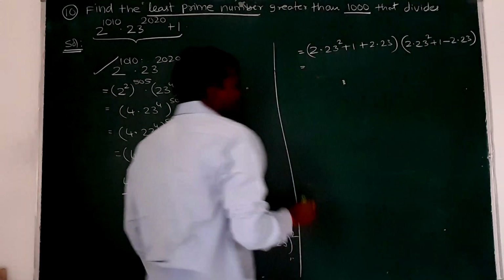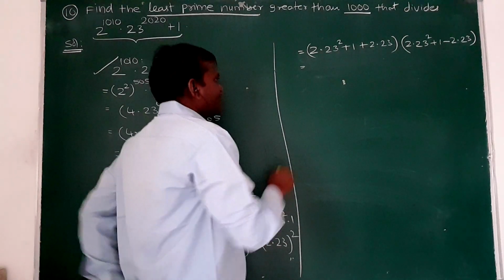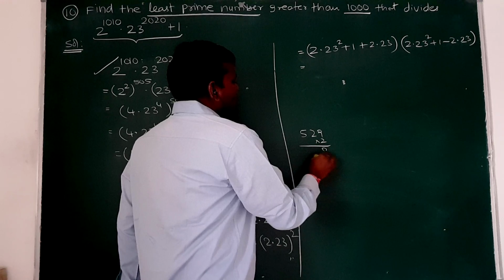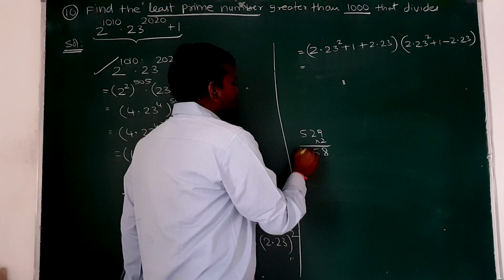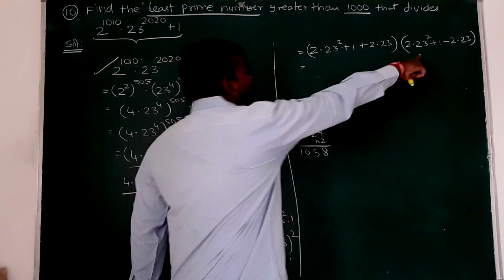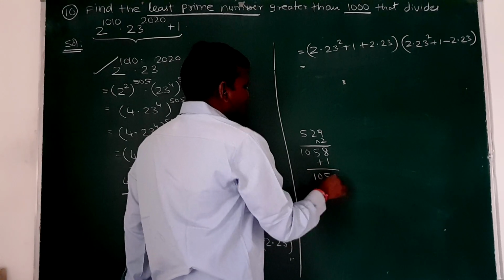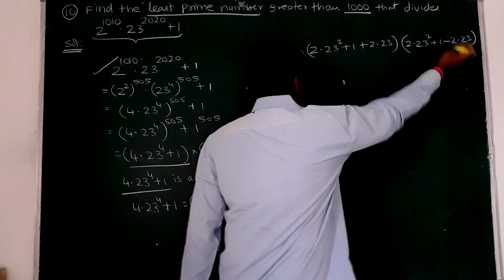23 squared is 529. So 529 into 2 is 1058, plus 1. That means 1059. 1059 minus 46, I will use.